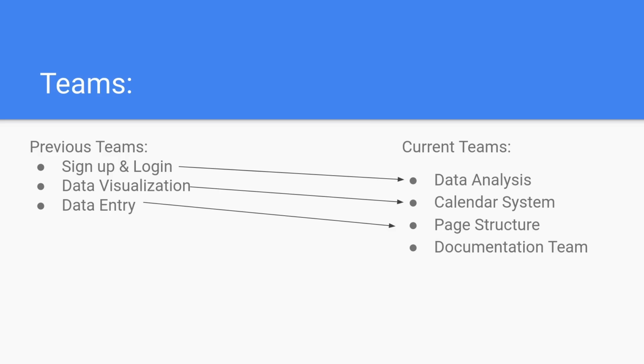Then we have the calendar system, which was a feature I explained earlier. The sole purpose of the calendar is just to help the user visualize in a time sensitive manner all of his finances. Then we have the page structure, which we're in charge of, as mentioned previously, just making the website prettier on the eyes, right? And then we have the documentation team, which obviously is part of our requirements. We need to have everything well documented so the future work isn't slowed down by our lack of foresight at the current moment.